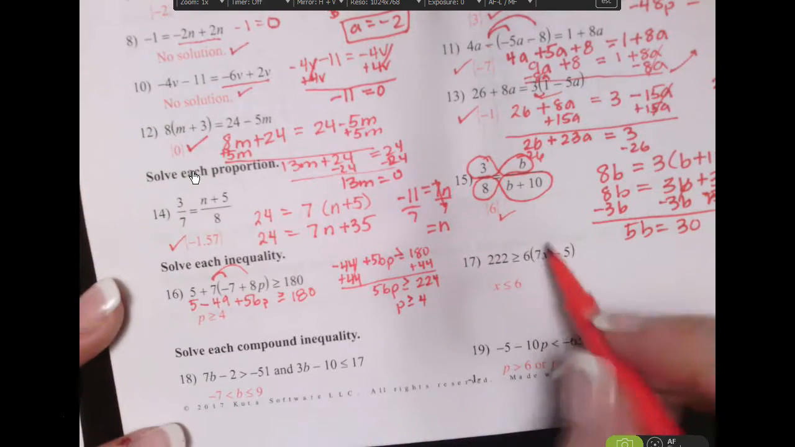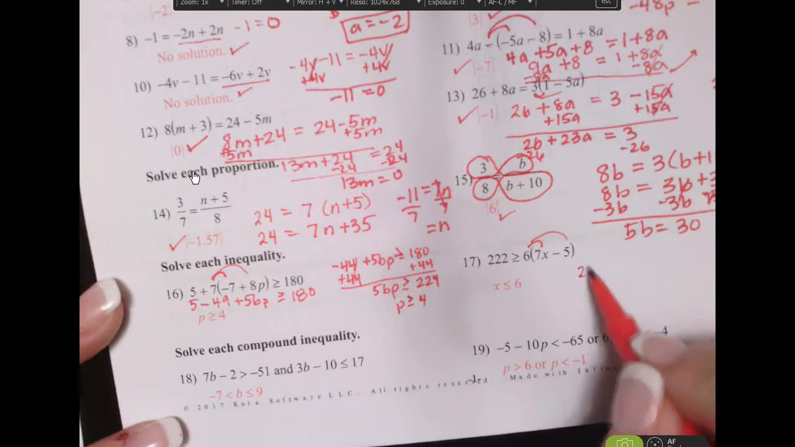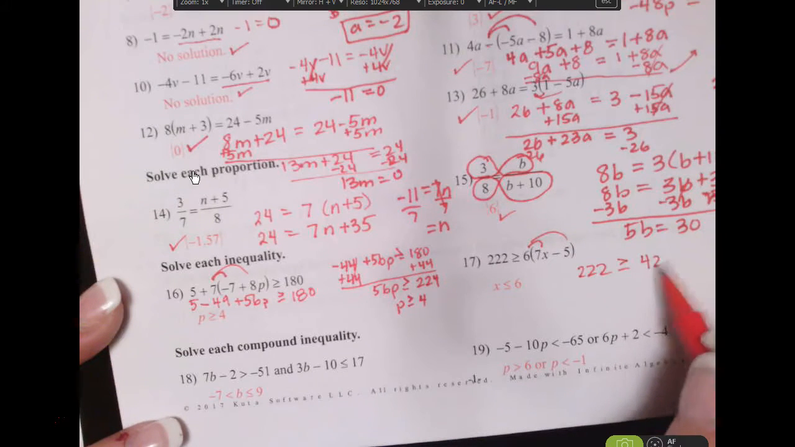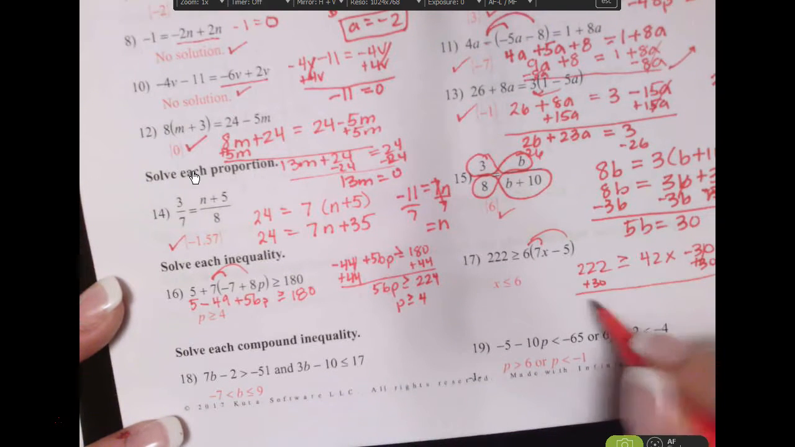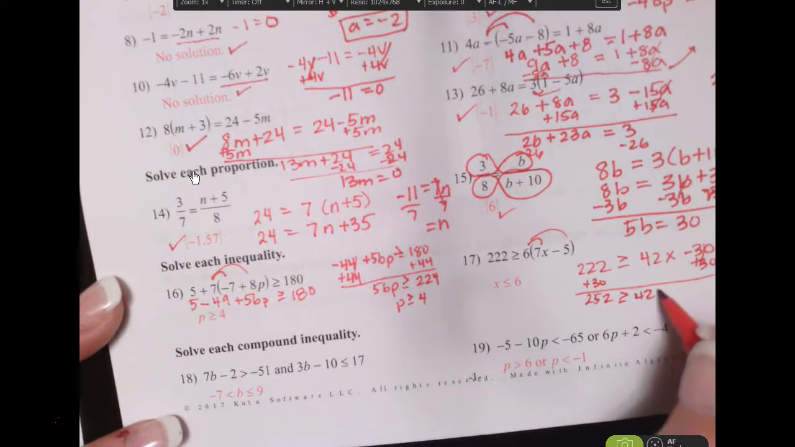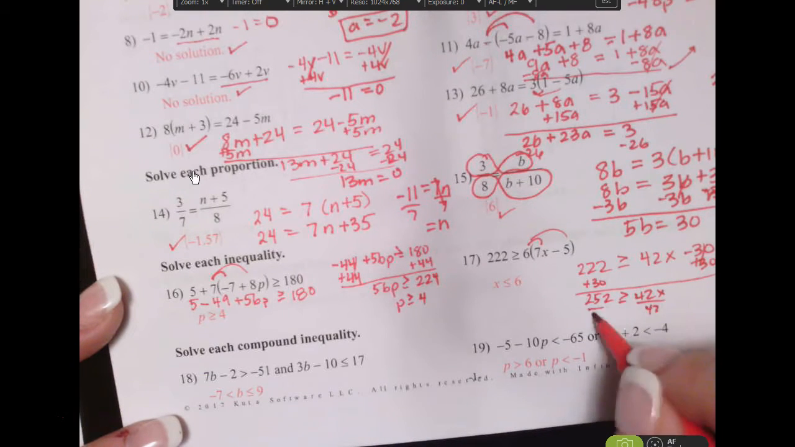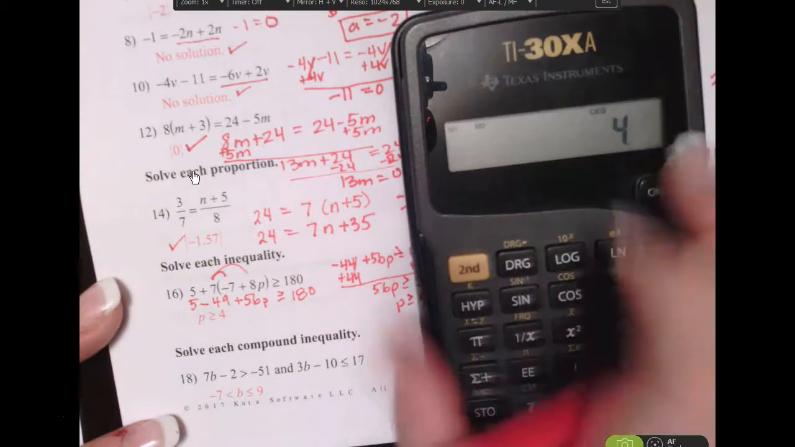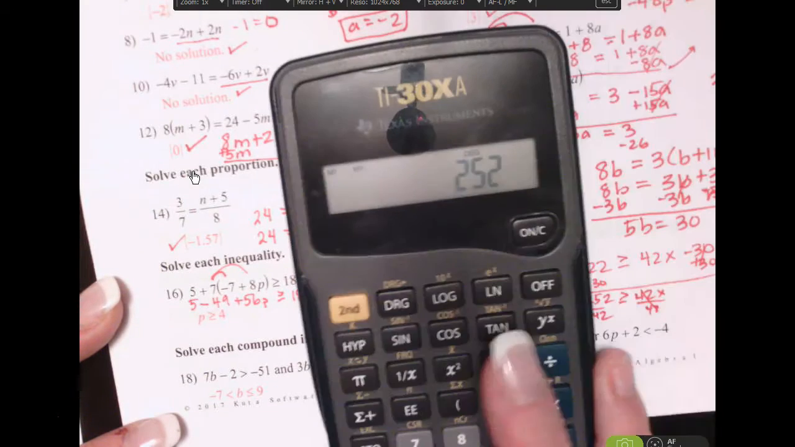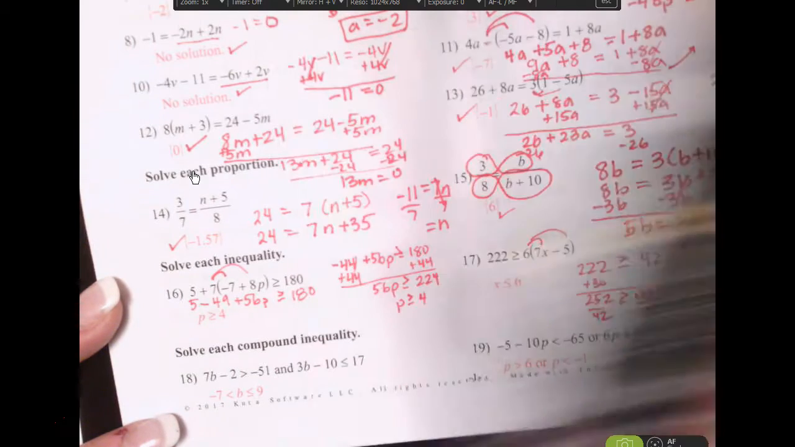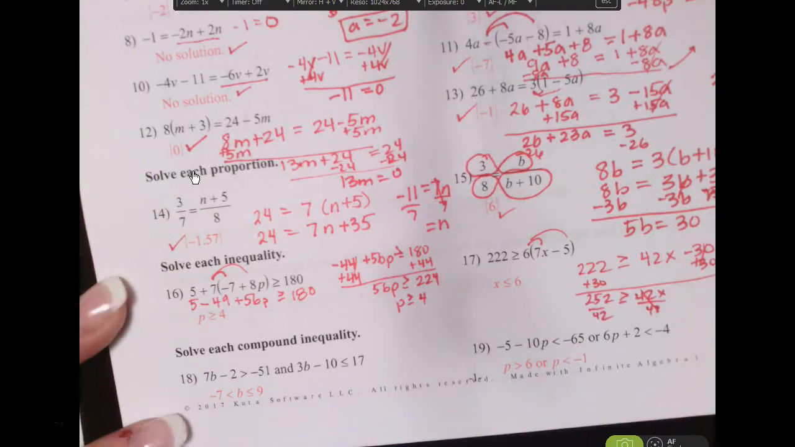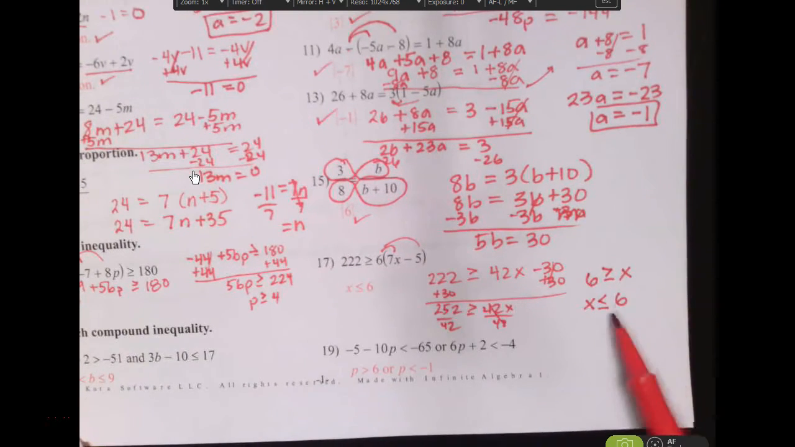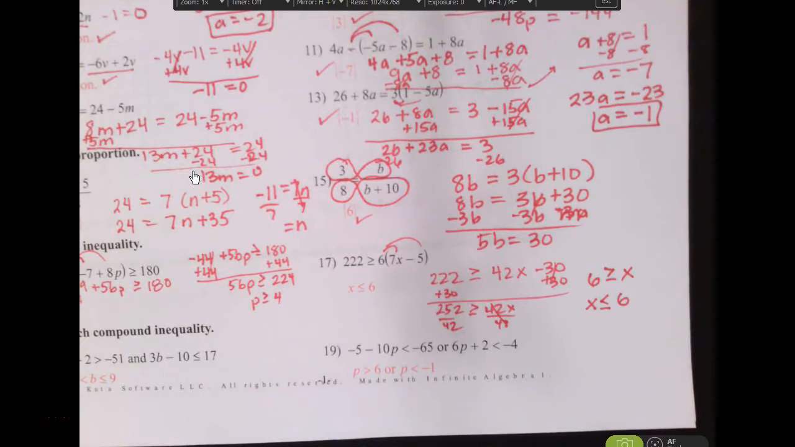In my other problem, let me start it out the same way. 222 is greater than or equal to 42x minus 30. Add 30 to both sides, and I get 252 is greater than or equal to 42x. Divide 42 on both sides, and let's hope that divides evenly. 6. So if 6 is greater than or equal to x, when I rewrite it in opposite order, I do have to flip the inequality symbol. So x is less than or equal to 6.